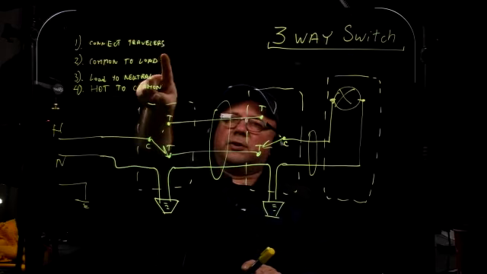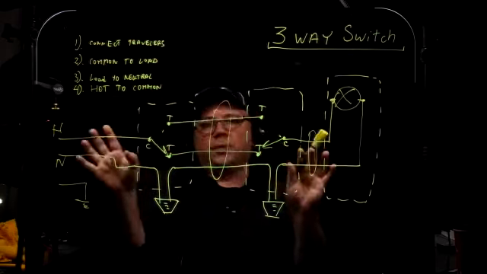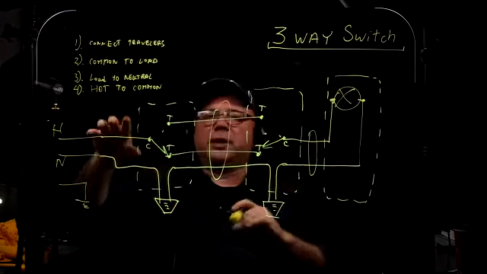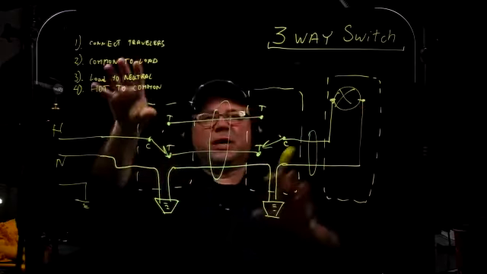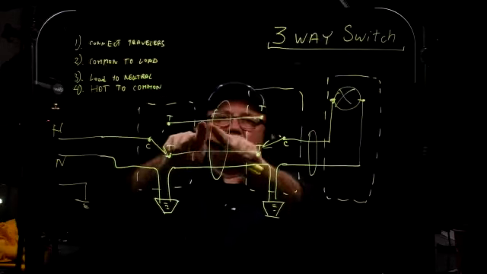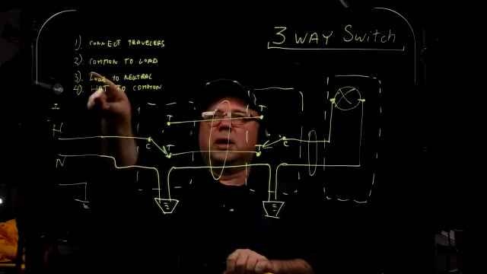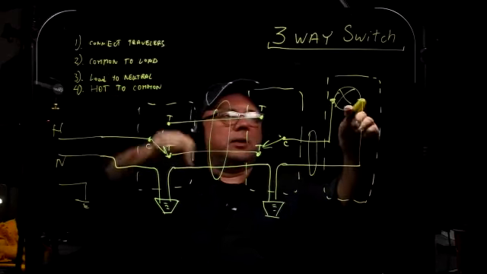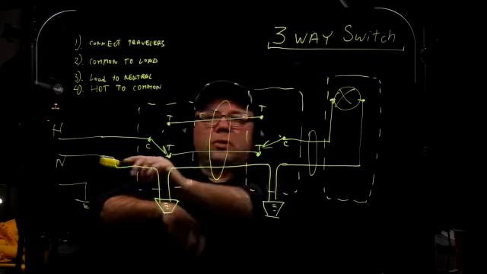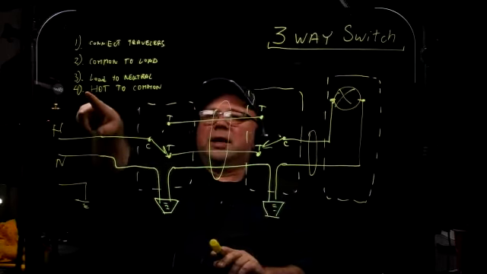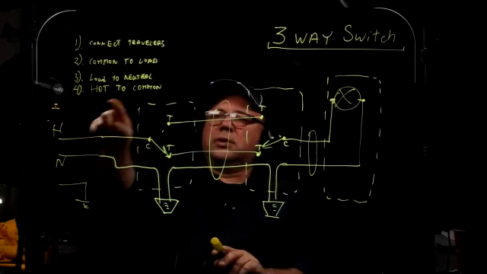Connect the travelers. This is just a three-way switch with two switches. Things can get a little bit more complicated, so it doesn't matter what arrangement you have. Connect the travelers. Kaboom, kaboom, right? Common to load, common to load. The other terminal of the load goes to neutral and goes all the way to neutral. And then the other hot goes to common.